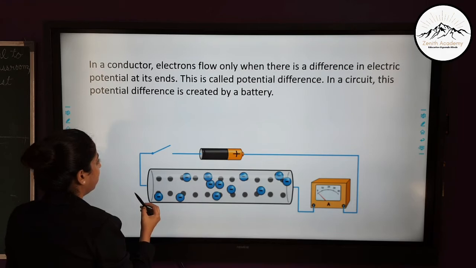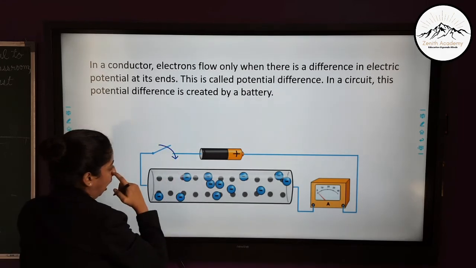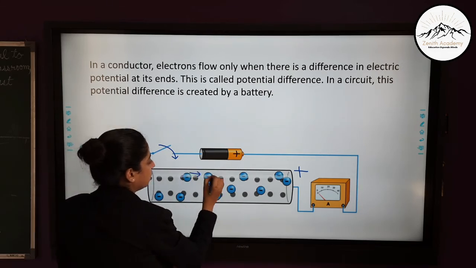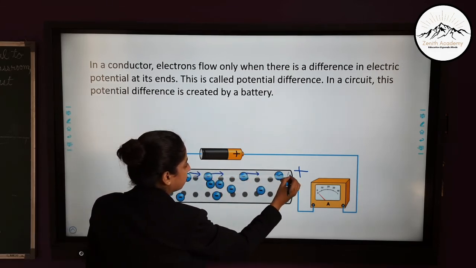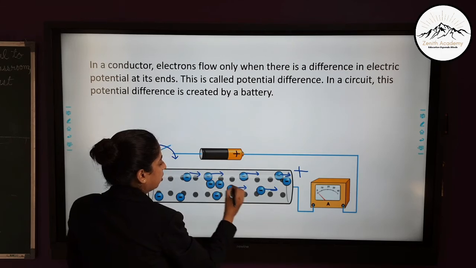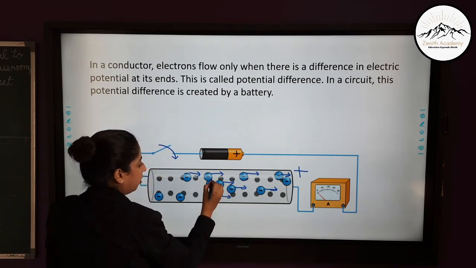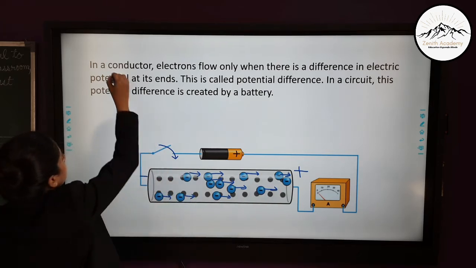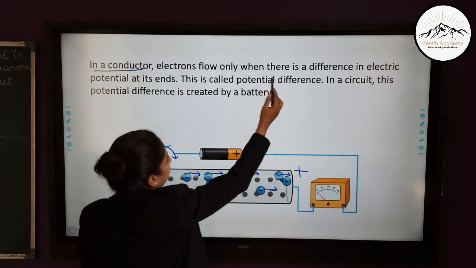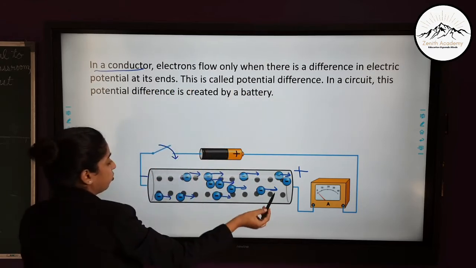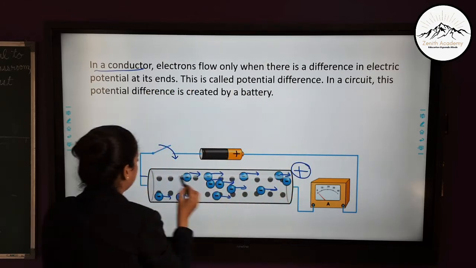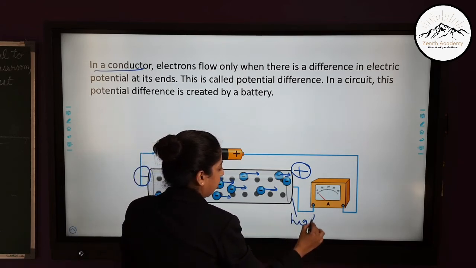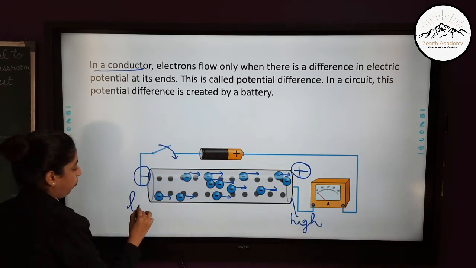So if I connect this battery now and switch this on, there is a potential across its ends. So now these electrons will start drifting towards the positive side. All the electrons, instead of moving here and there, will slowly start drifting towards this side. So in a conductor, electrons will flow only when there is a difference in electric potential. So when did they start flowing? When this potential difference was applied. So this was at high potential and this was now at low potential.